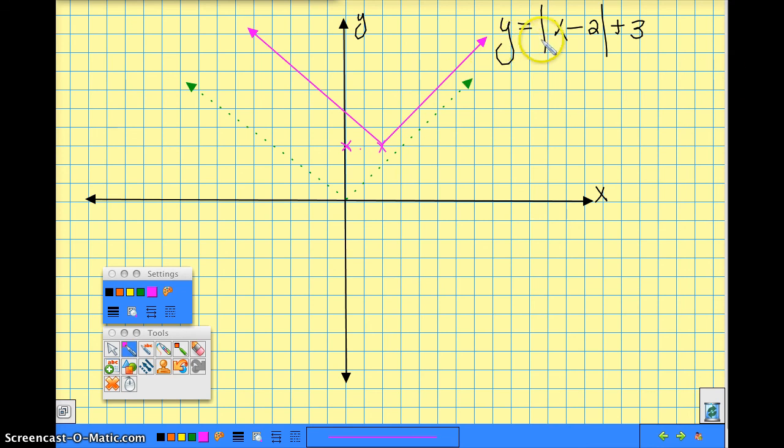And there it is. Y is equal to the absolute value of x minus 2 plus 3 is this top graph. It's been shifted up 3 and then to the right 2. Okay? Alrighty, very good.